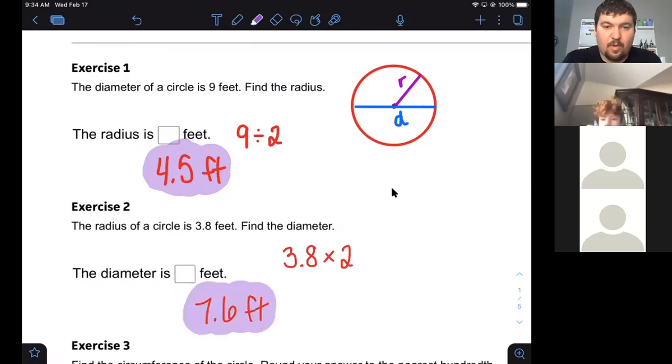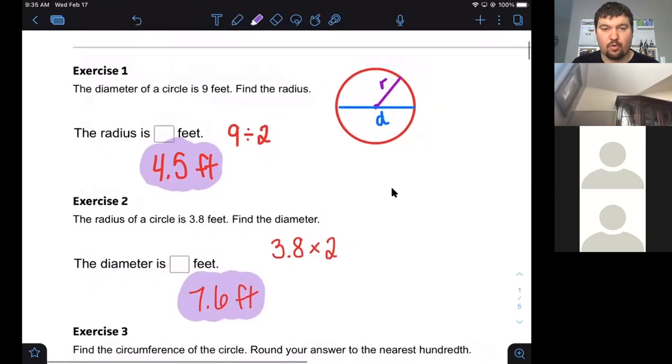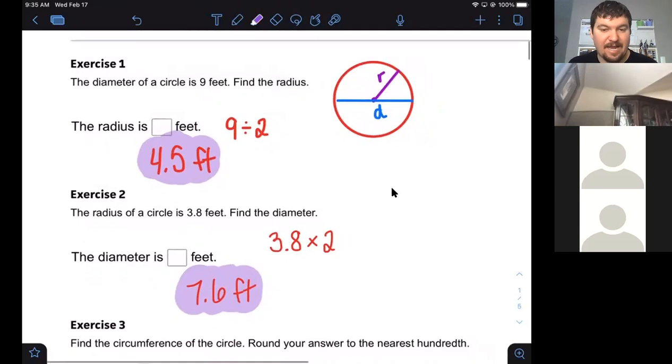You will have some questions on Friday's quiz where you just have to do that, right? Just find the diameter and the radius. Pretty easy. Remember, as long as you remember the radius is the short one. So if you're wanting to know what the radius is, divide by 2. If you're wanting to know what the diameter is, times by 2.